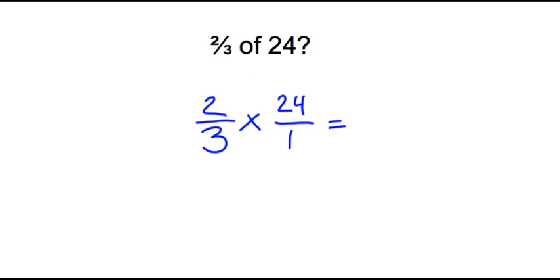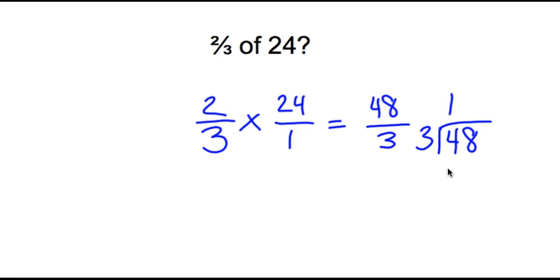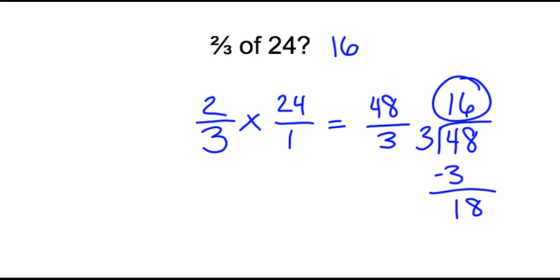Now we're just going to multiply. In the numerator, we have 2 times 24, which is 48. And in the denominator, we have 3 times 1, which is 3. Last thing we need to do is simplify. We're going to divide this improper fraction in order to get it into its simplest form. So 48 divided by 3 is, and some of you may be able to do this in your head, 16. So the answer to what is 2/3 of 24 is 16.